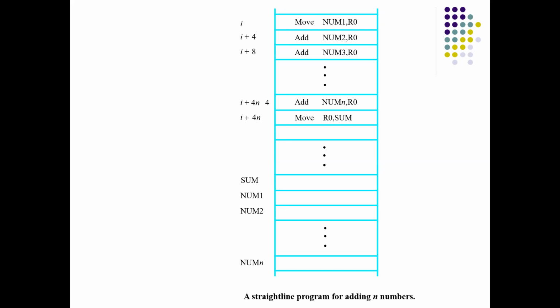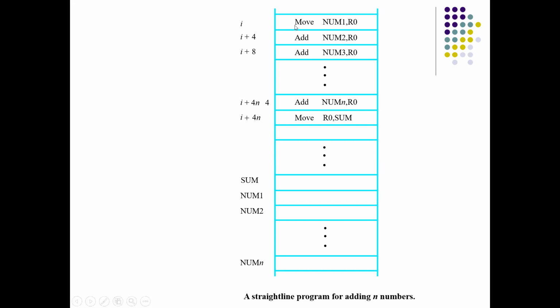Then, a straight line program for adding n numbers. Straight line programming is nothing but execution of the program in a sequential fashion. For example, our aim is to add n numbers and store the result in sum. For example, sum equals num1 plus num2 plus num3 etc. up to num_n. For that, this is the program.